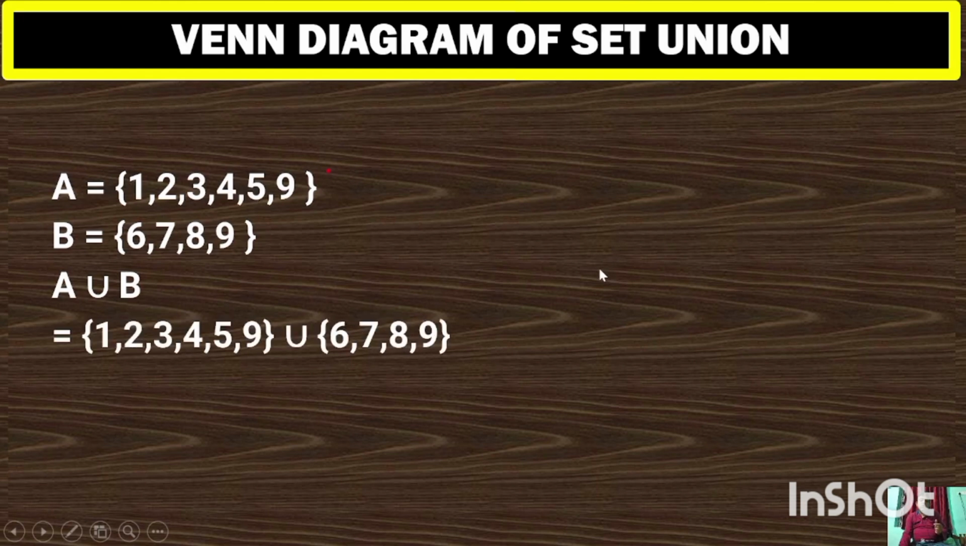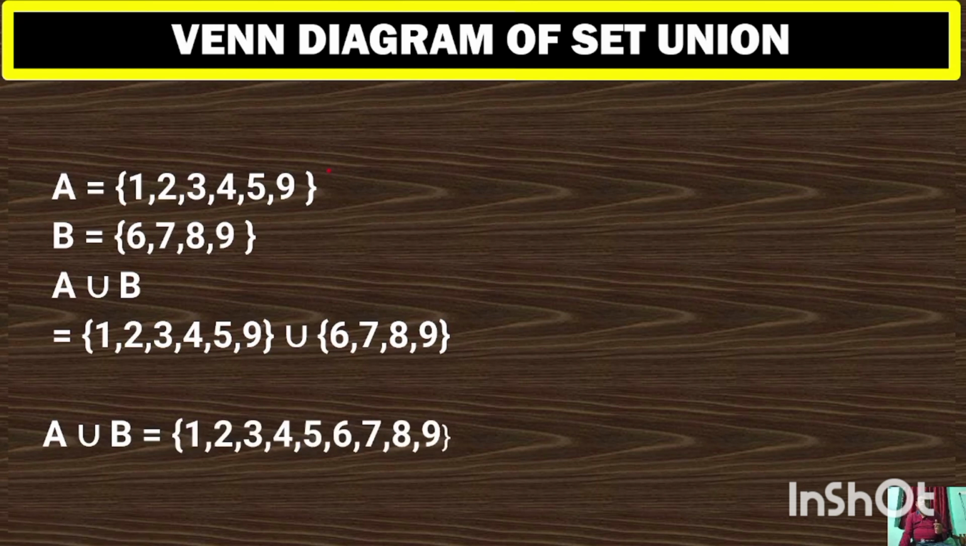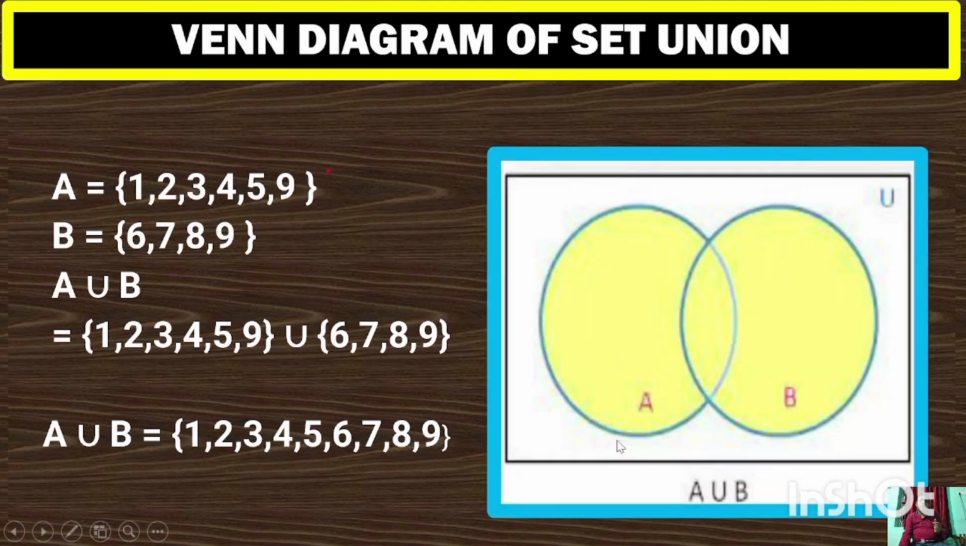Understand? So A union B we shall get 1, 2, 3, 4, 5, 6, 7, 8, 9 by taking all the elements of A and B. So let's see how to write it in the Venn diagram. This is the Venn diagram of A union B. Here you see U stands for the universal set. Sometimes please don't confuse it with the union set. This symbol we can also use sometimes for the union set. But the set union is known as the set operator.